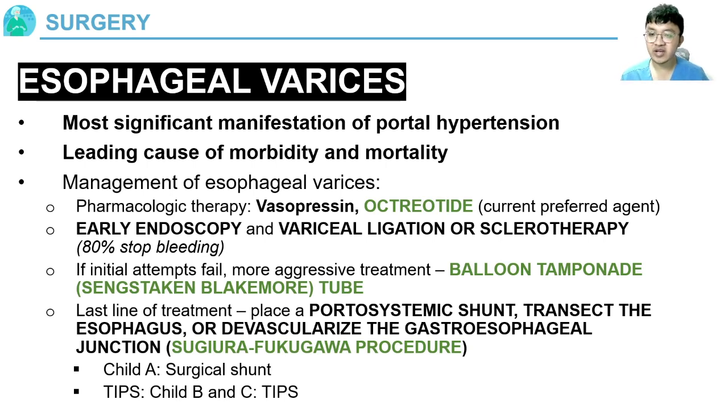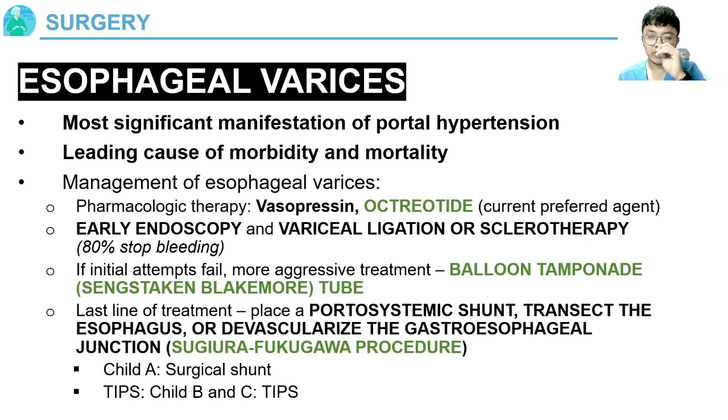So the management for esophageal varices may be pharmacologic. You can use vasopressin, which is again a vasoconstrictor, or you can use octreotide, which is the current preferred agent. If you have bleeding, you can do early endoscopy and variceal ligation or sclerotherapy. 80% of the time, it's effective. If it fails, you can do more aggressive treatment. You do a balloon tamponade, you insert a balloon there and expand it, hoping that the expansion of the balloon will tamponade the bleeding. This is otherwise known as your Sengstaken-Blakemore tube.